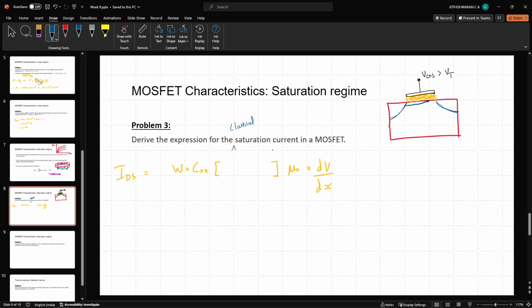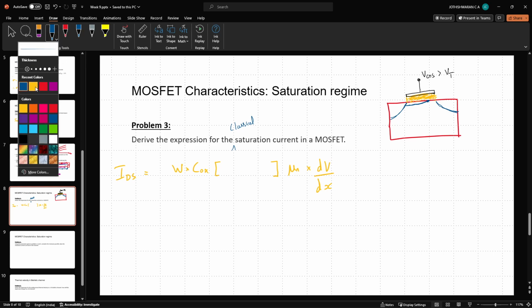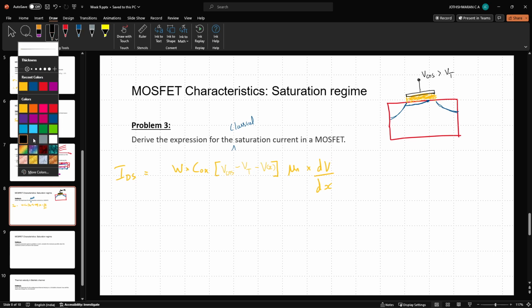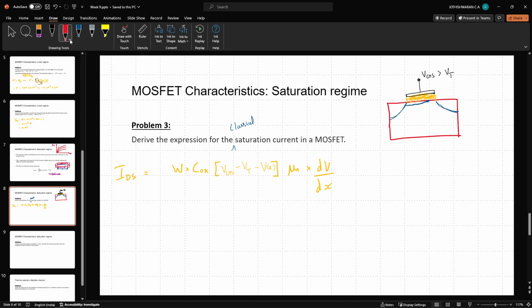So when that happens, the voltage that a point in the channel experiences here is no longer just VGS minus VT, but it is VGS minus VT minus the voltage in the channel due to the applied VDS. So this is the general, more precise expression for the current. So we have VGS minus VT minus V of x. We have this kind of an expression here.